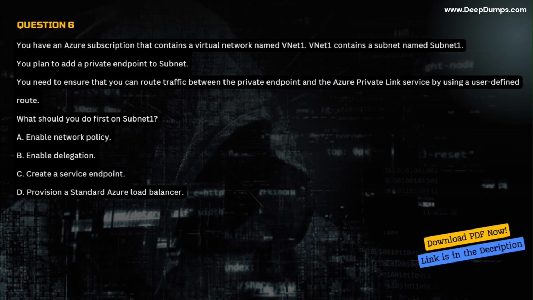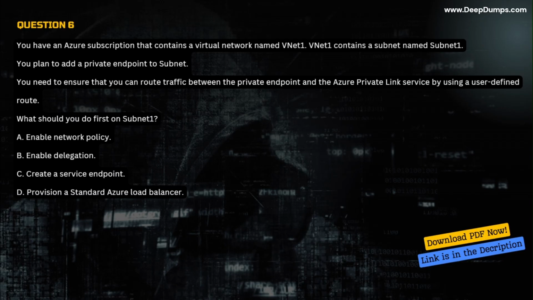Question 6. You have an Azure subscription that contains a virtual network named VNet1. VNet1 contains a subnet named Subnet1. You plan to add a private endpoint to the subnet. You need to ensure that you can route traffic between the private endpoint and the Azure Private Link service by using a user-defined route. What should you do first on Subnet 1?